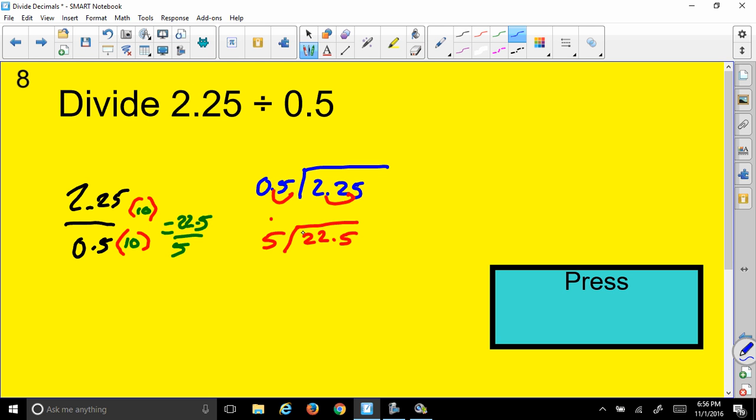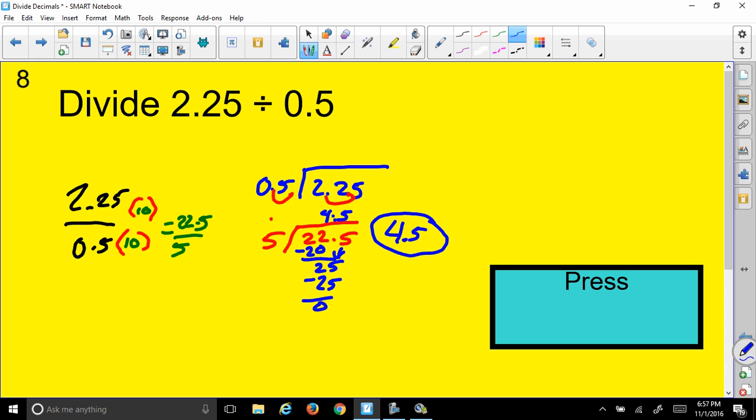5 goes into 2 0 times. 5 goes into 22 4 times. 5 times 4 is 20. Bring down the 2 and put our decimal point up here. Bring down this 5. And 5 goes into 25 5 times. And 5 times 5 is 25. Remainder 0. So our answer is going to be 4.5 when we divide.